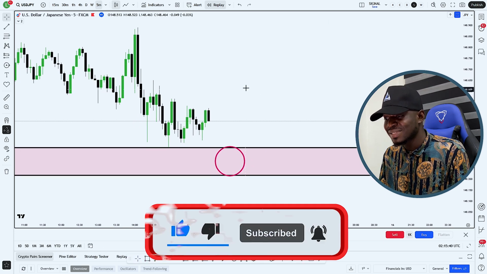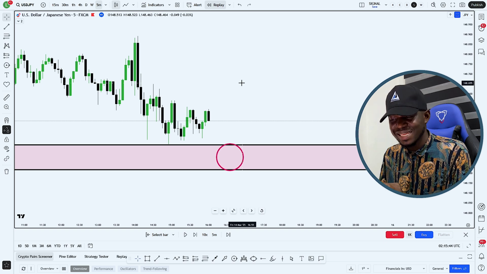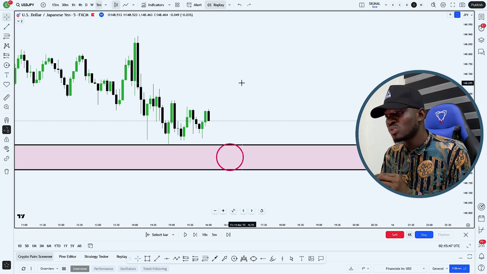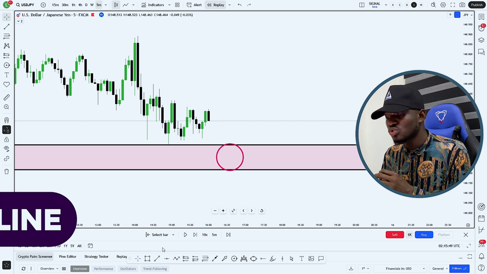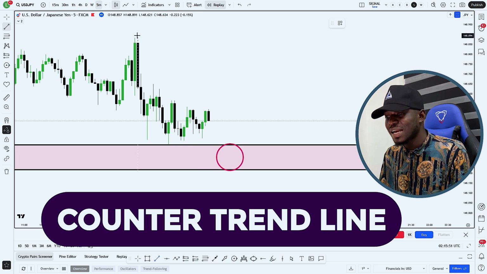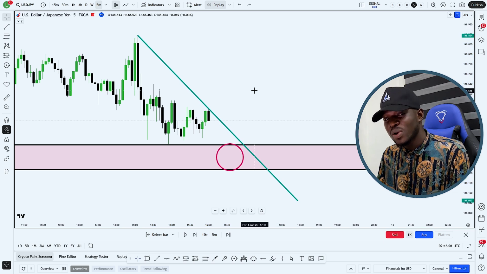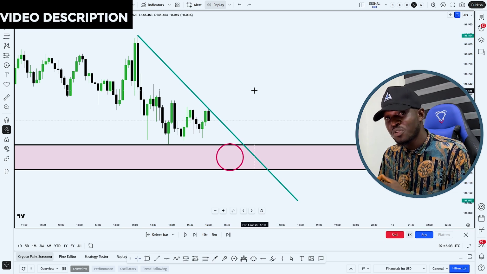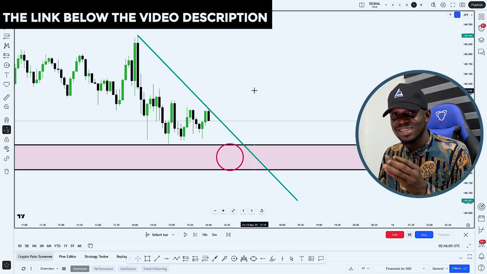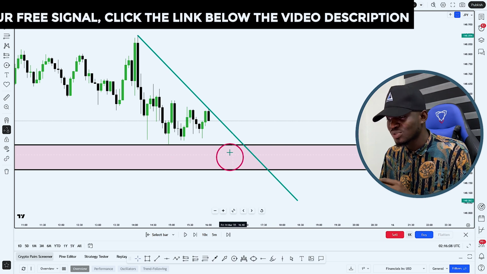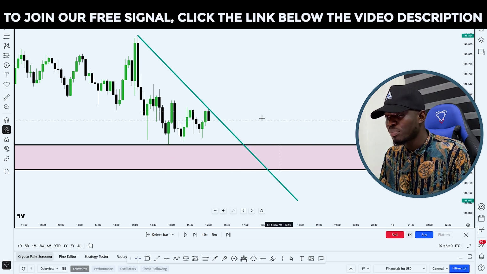The next criteria we need to set on our entry time frame so that we will not enter the wrong trade is to use our counter trend line by connecting from this point here to this point here. Then we extend it to the downside. This is where we need a lot of patience to wait for price action to break this counter trend line to the upper side so that we can take our buy opportunity.